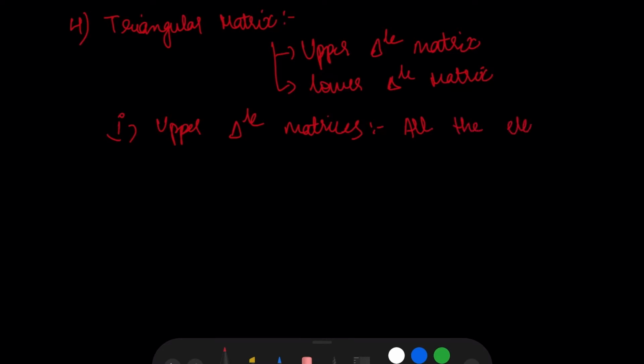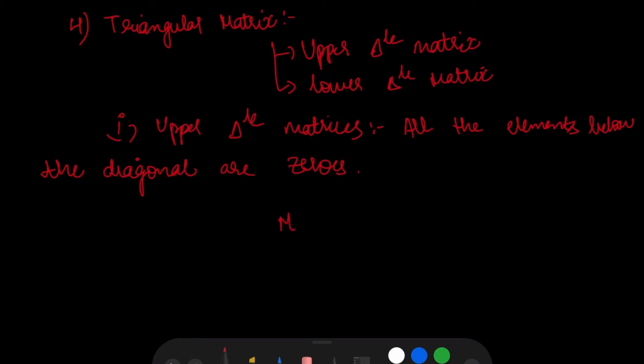So if all the elements below the diagonal are zeros, then these types of matrices are called upper triangular matrices. So let us take an example.